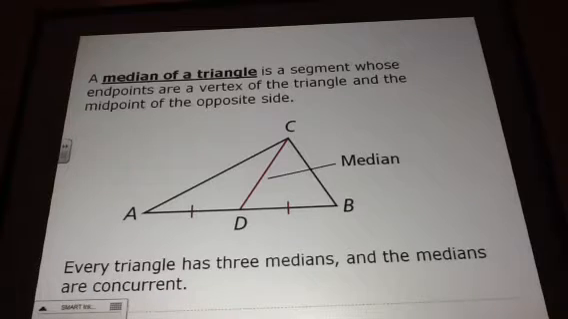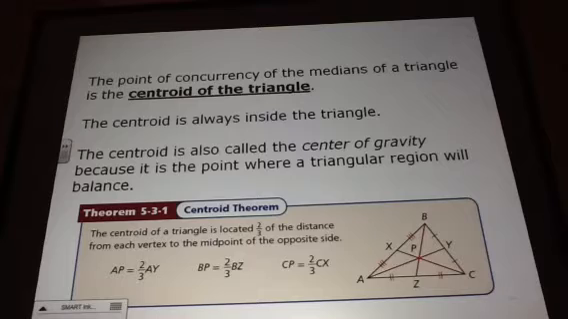Every triangle has three medians, and the medians are concurrent. That point of concurrency is called the centroid of the triangle. The centroid is always inside the triangle, and another name for the centroid is the center of gravity because it is the point where a triangular region will balance.